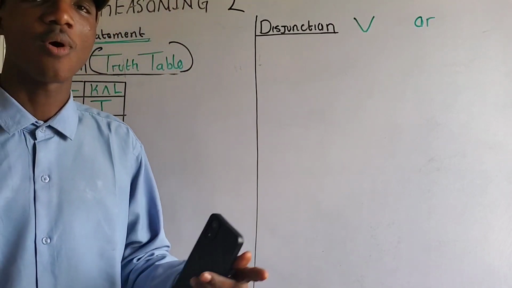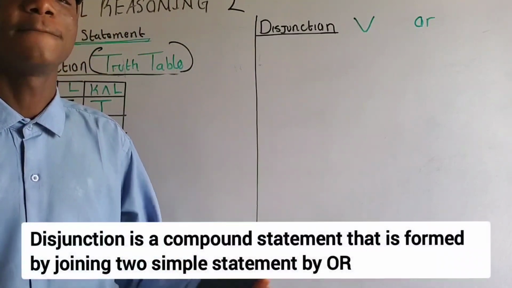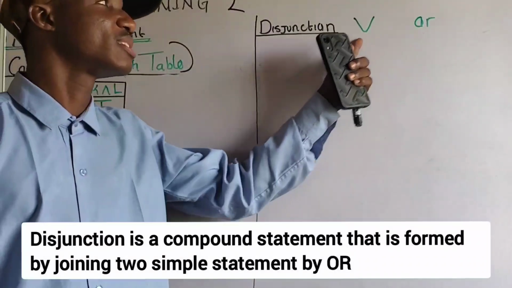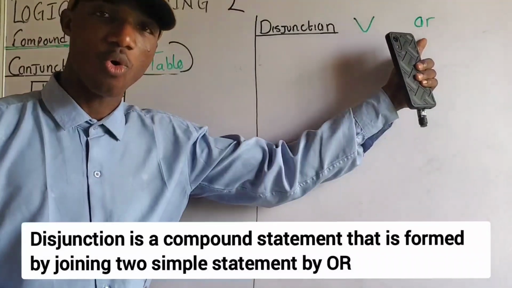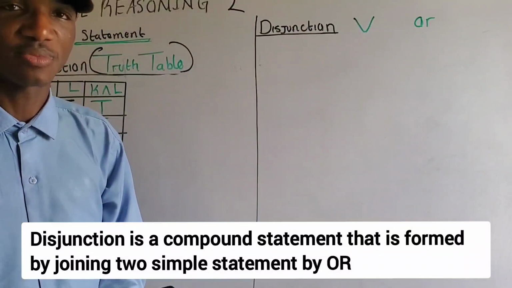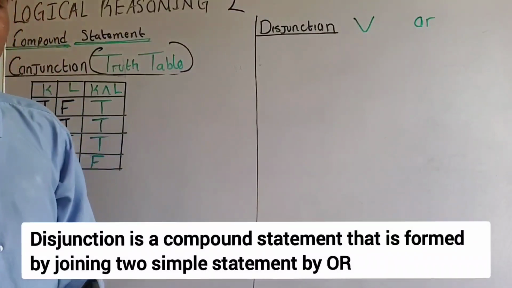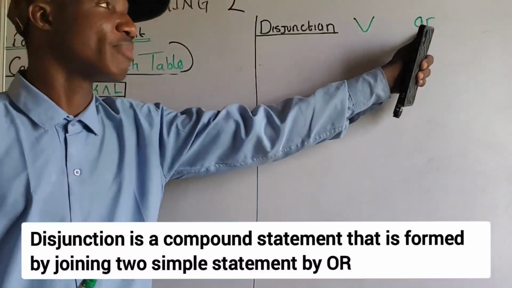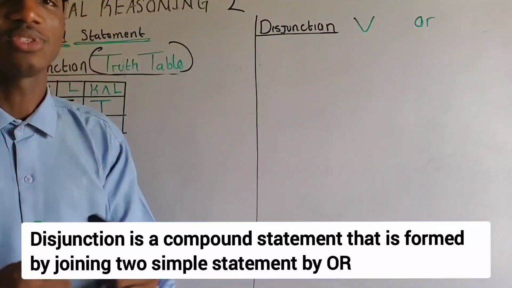Now, when we have a compound statement that is formed by joining two simple statements together by the connective or, the word or, that compound statement is called disjunction. Listen to me, it's simple. When you have a compound statement joined together by the word or, we are talking about the disjunction.